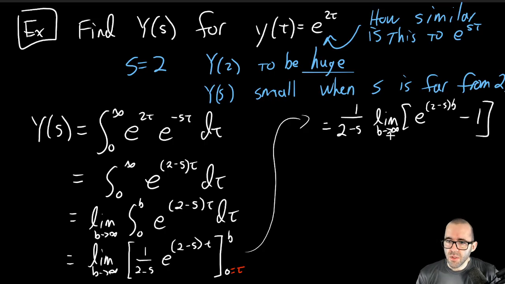So now what is this limit right here? Well, it depends on what s is. Because if this part right here, the coefficient of b, is positive, then we're increasing without bound, we're blowing up. If this is 0, then the limit is just 1.